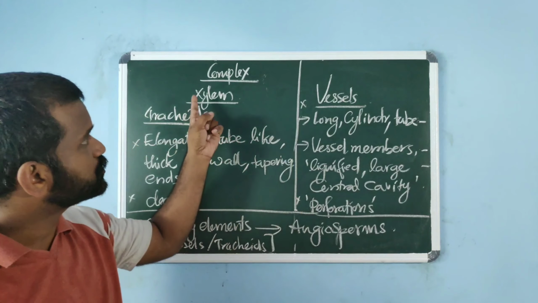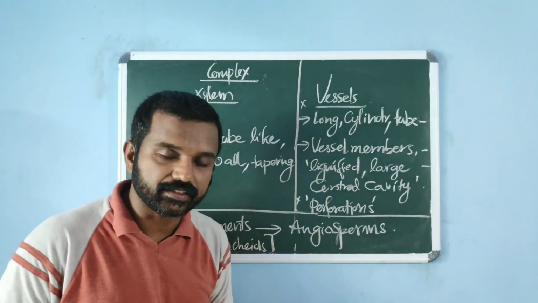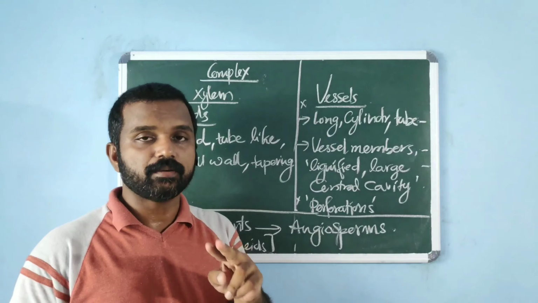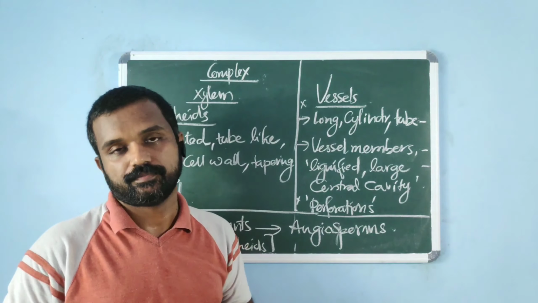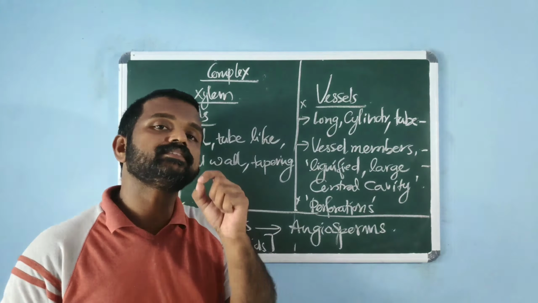And these two, that is tracheids and vessels, are the tracheary elements of xylem. And presence of tracheids and vessels is characteristic of angiosperms. Xylem fiber. Xylem fiber has thick lignified cell wall and they have obliterated central lumen.